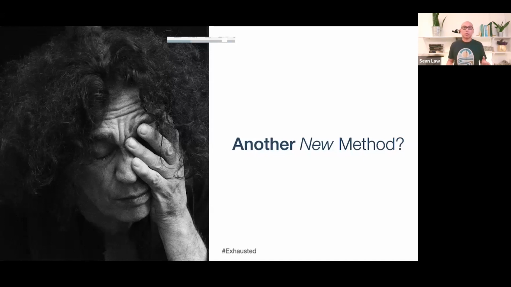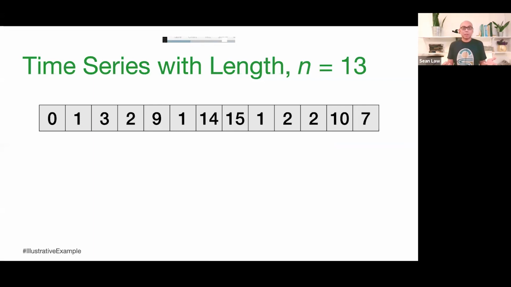So let's get started. Let's start with an illustrative example. Here's a simple time series that has 13 data points. If you looked at this, the first few things that you might notice about these 13 data points, n equals 13, is that it's bounded between 0 and 15. So the smallest number is 0, the largest number is 15. If I were to ask you, is there anything interesting about this data set? Are there any patterns, any anomalies?